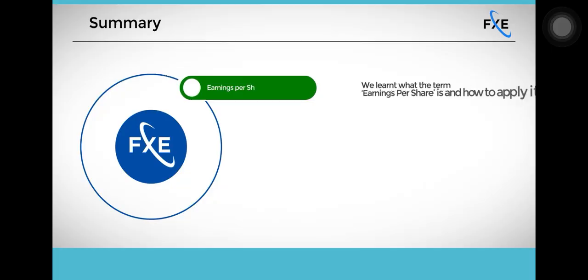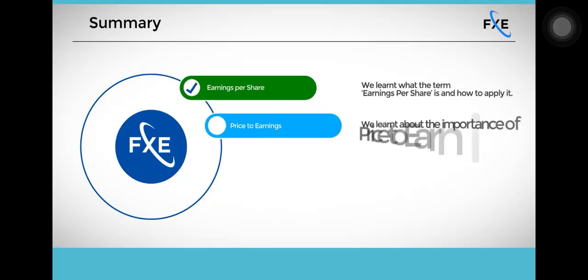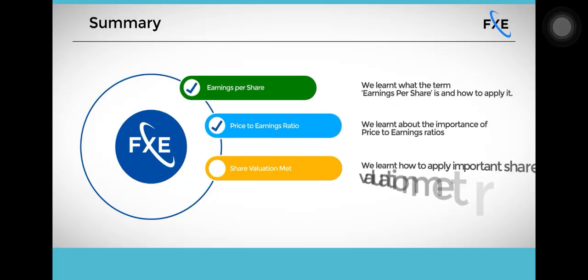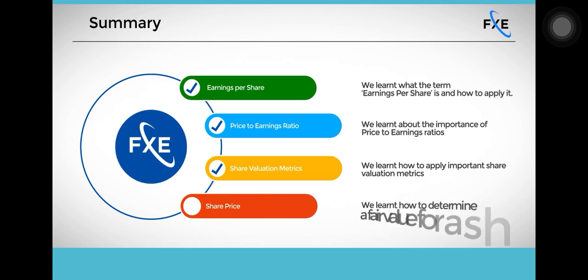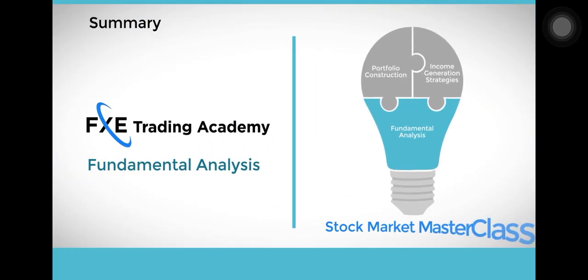In this lesson, we learned what the term earnings per share is and how to apply it. We learned about the importance of price-to-earnings ratios. We learned how to apply important share valuation metrics. And finally, we learned how to determine a fair value for a share. This concludes Section 3 of the Stock Market Masterclass, Fundamental Analysis. In the final section, we will learn about the top-down and bottom-up analysis methods, both widely used analytical approaches that help identify quality investments at a fair value.